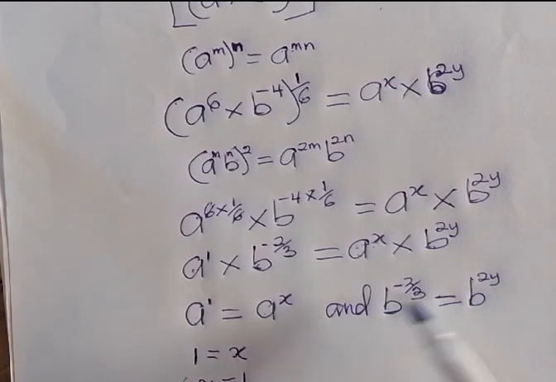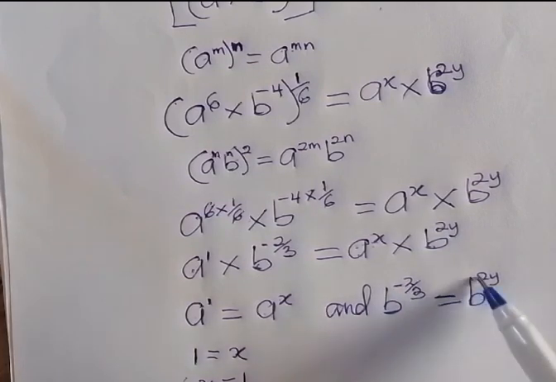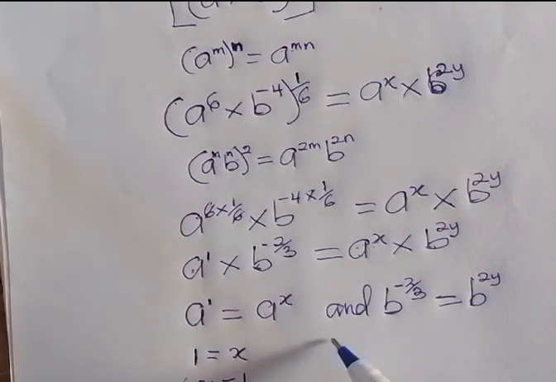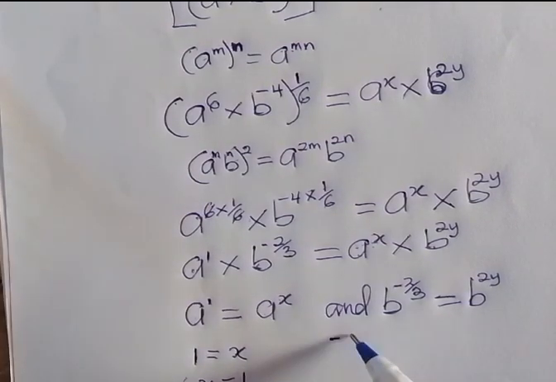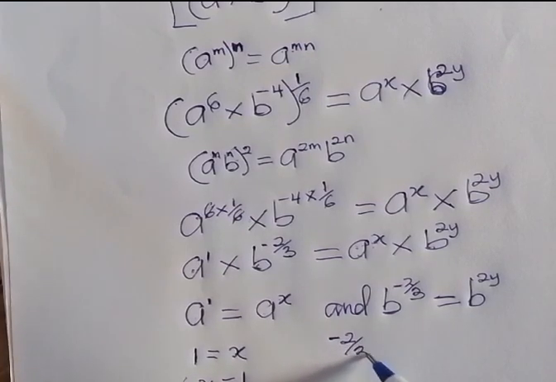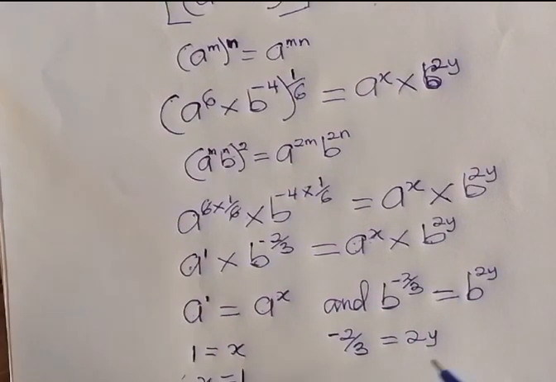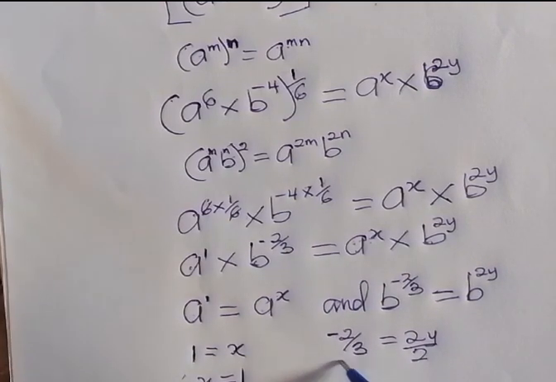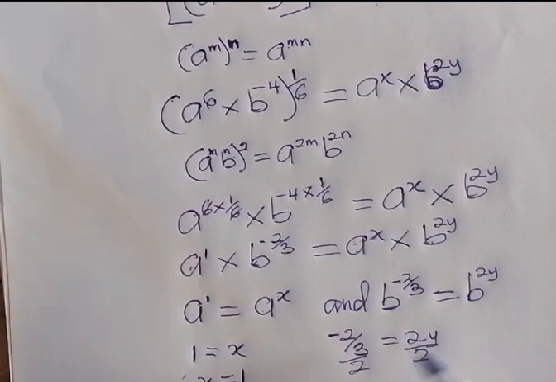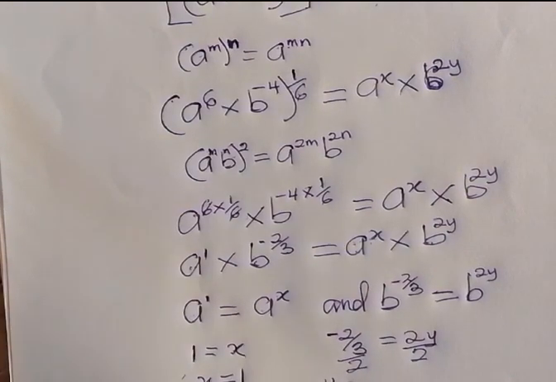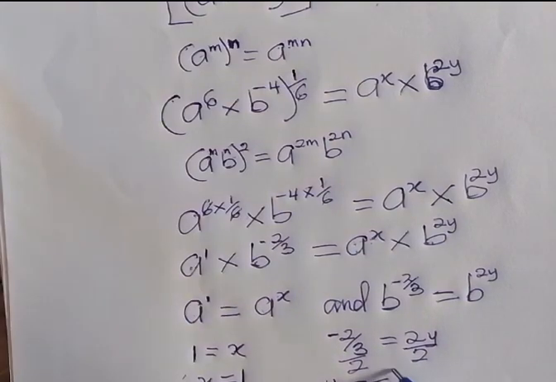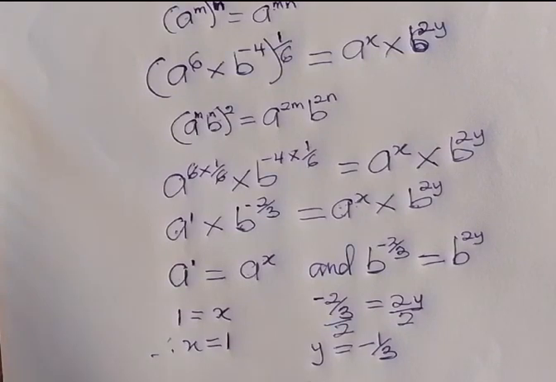Since we can conclude that x is 1, then we can move on to the b part. Okay, so the same thing here. Since the b's are the same, then we are just going to equate the exponent. So we will have negative 2 third is equal to 2y. So we only have to make y the subject, then we can divide both sides by 2. Okay, so that we can have y to be negative 1 third. Okay, great.